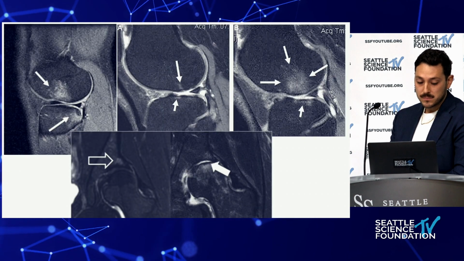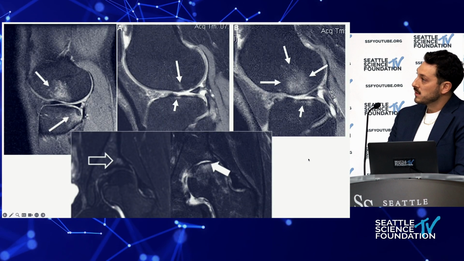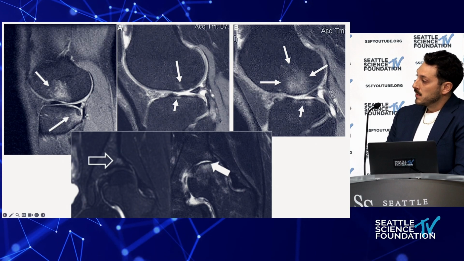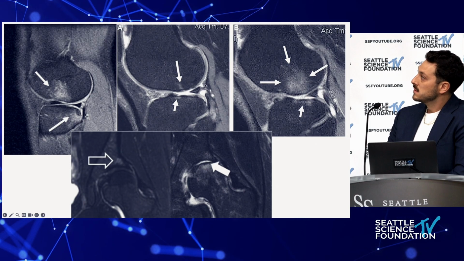So BMLs, these are what you're going to be looking for in your knees, shoulders, hips, really any area that you would like to target. We have hips down here and some knees in this area.